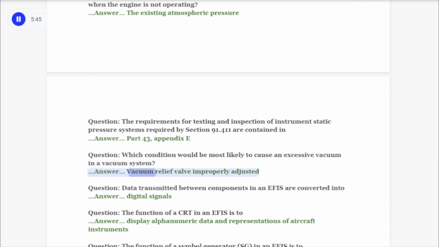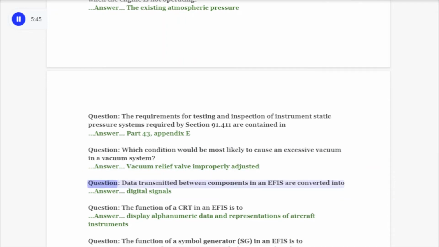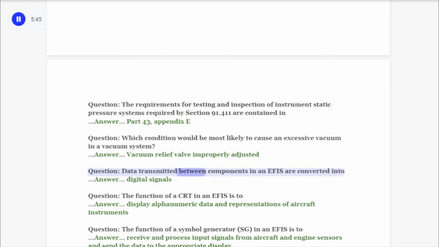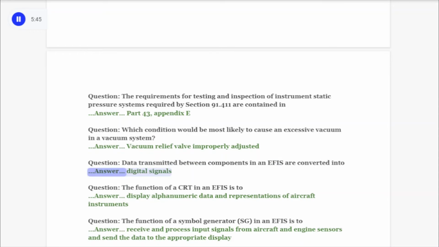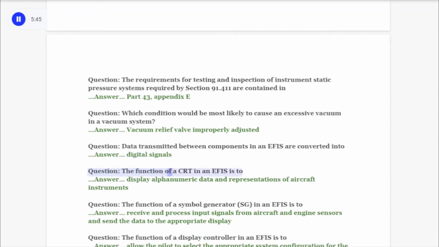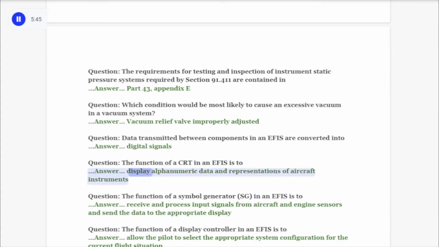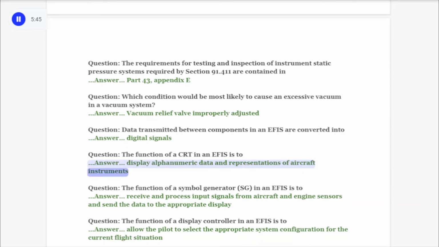Answer: vacuum relief valve improperly adjusted. Question: data transmitted between components in an EFIS are converted into. Answer: digital signals. Question: the function of a CRT in an EFIS is to. Answer: display alphanumeric data and representations of aircraft instruments.